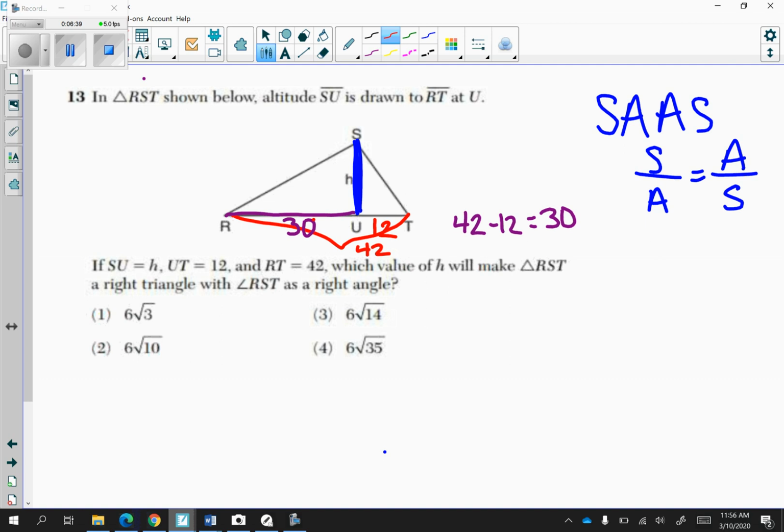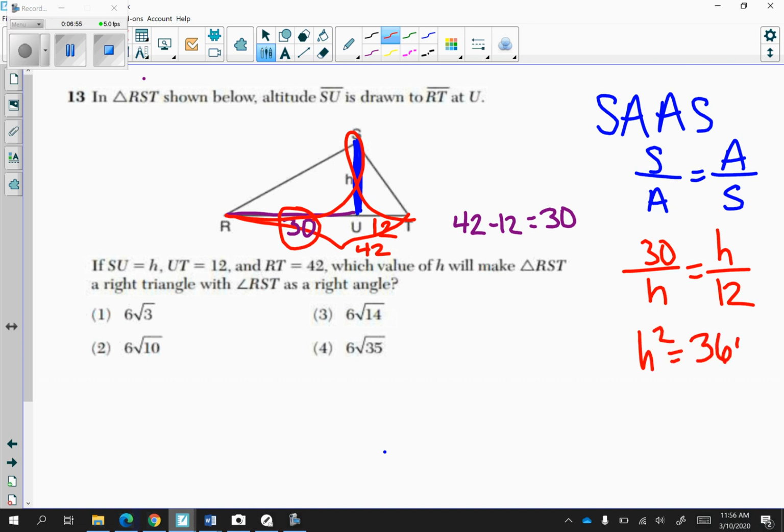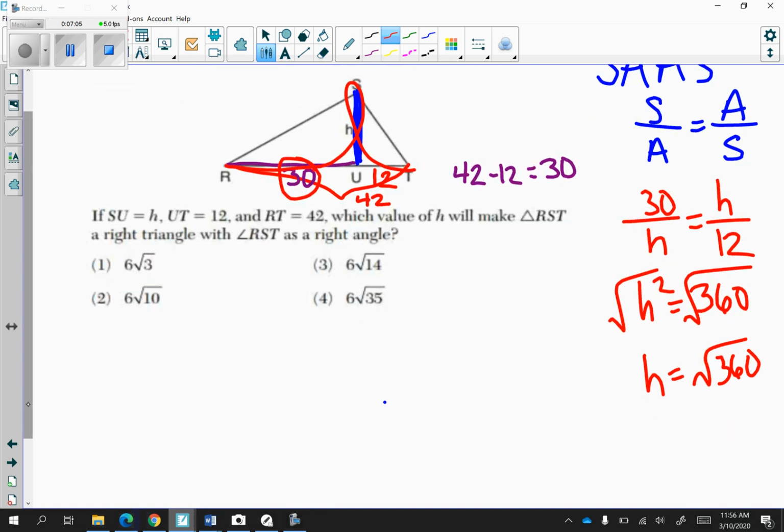So I will start with the 30. 30 over H is equal to H over 12. Again, if it's helpful, we do this little loop that tells us it's a SAS question. Cross multiply, H squared is equal to 360. Take the square root. H is equal to the square root of 360. Now again, you can use your calculator to match the decimals. Otherwise, radical 36 is the largest perfect square to go into 360. And that turns into 6 radical 10, which is choice 2.